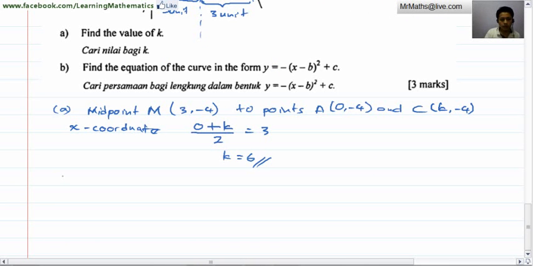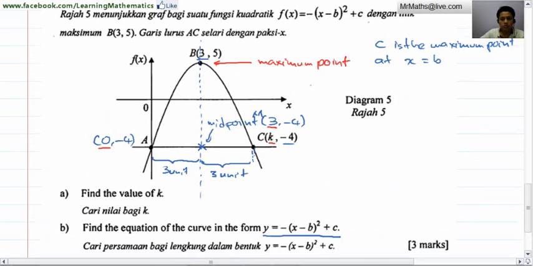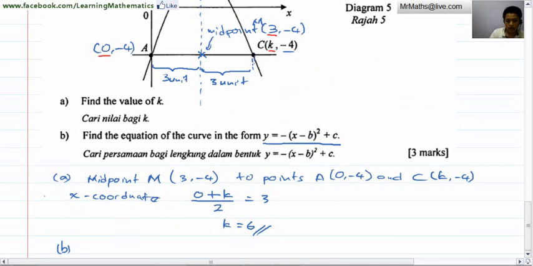B. Okay, we need to find the equation of the curve in the completing the square format. So we need to find the values of b and c. As I mentioned earlier, the maximum point is 3, 5. Okay, maximum point.